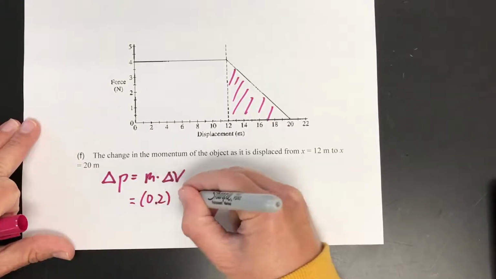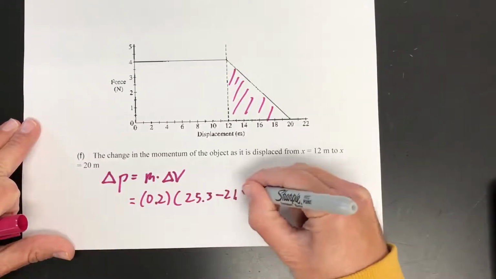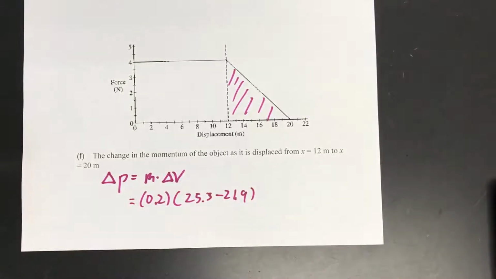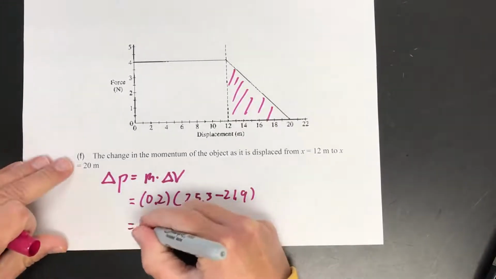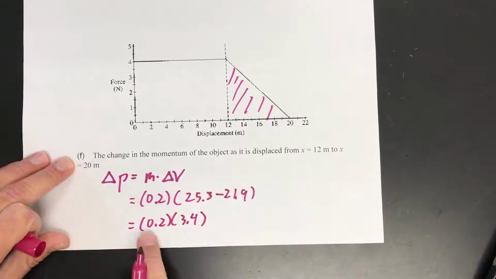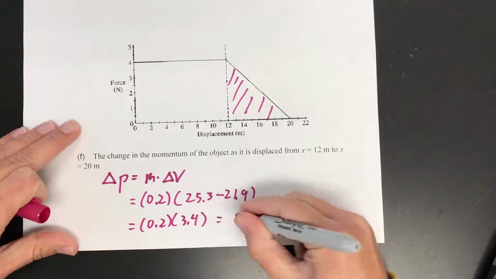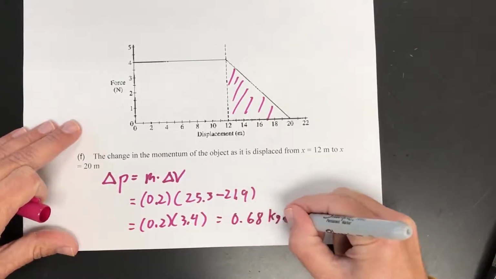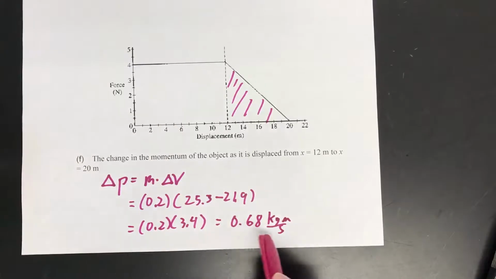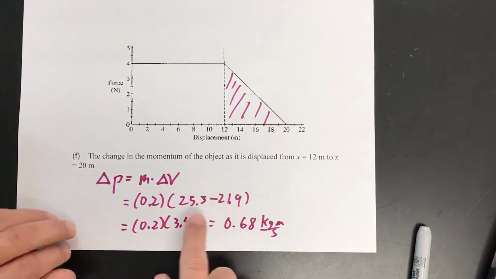The mass is 0.2, and our change in velocity is we want from 21.9 meters per second to 25.3 meters per second. So 25.3 versus 21.9 means we've changed our velocity by 3.4 meters per second. So 3.4 is our change in velocity times our mass, and we get 0.68 kilogram meters per second is our change in momentum. We probably haven't covered that yet, but in case we're doing this problem later in the year as a review, that's how you solve that one.